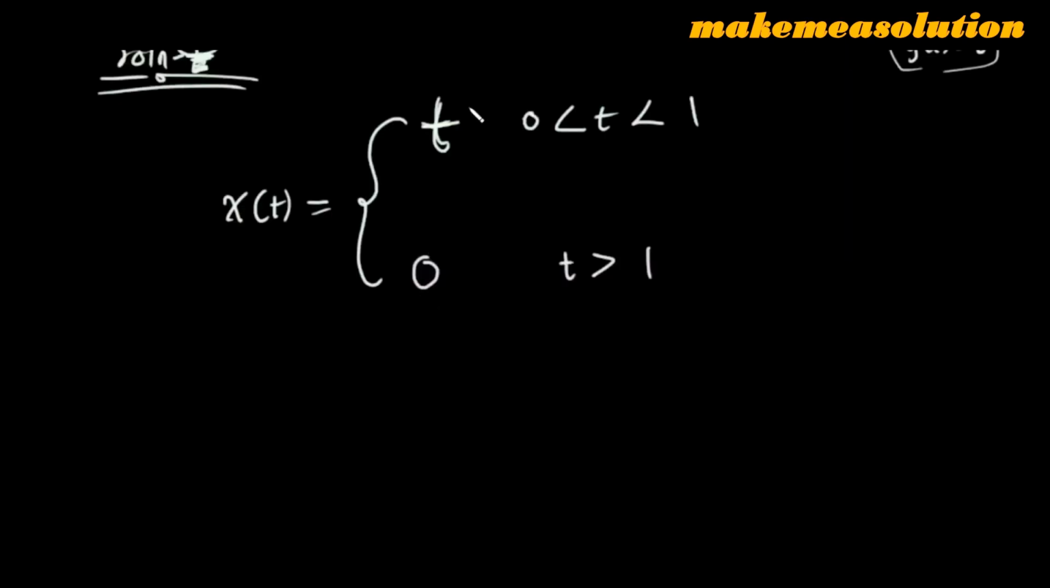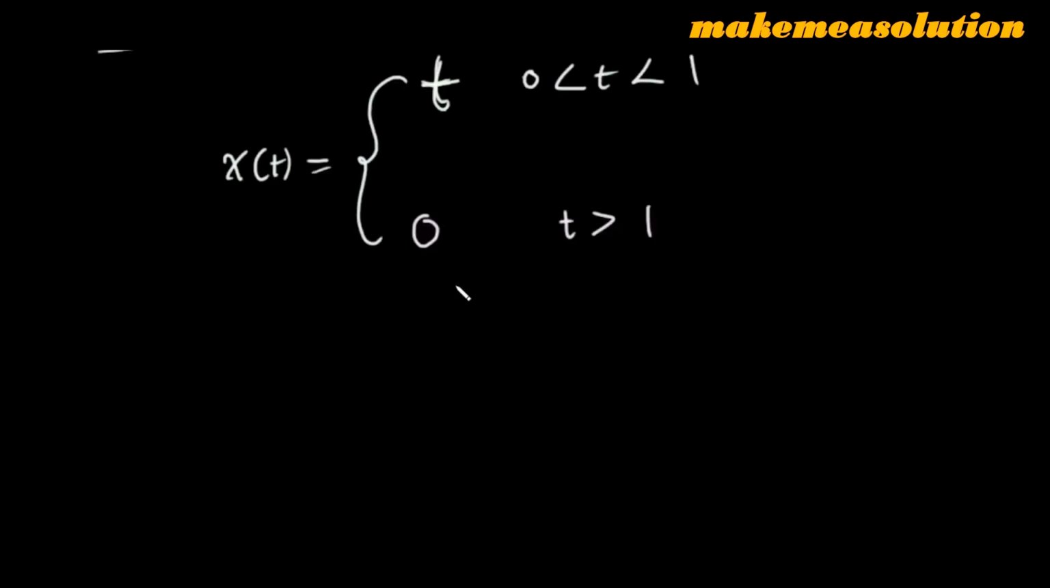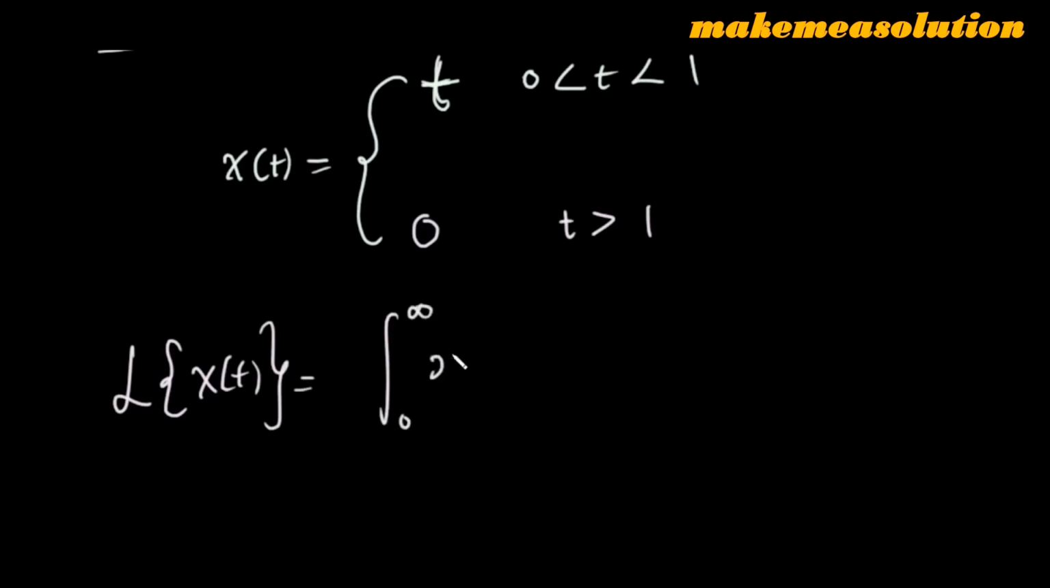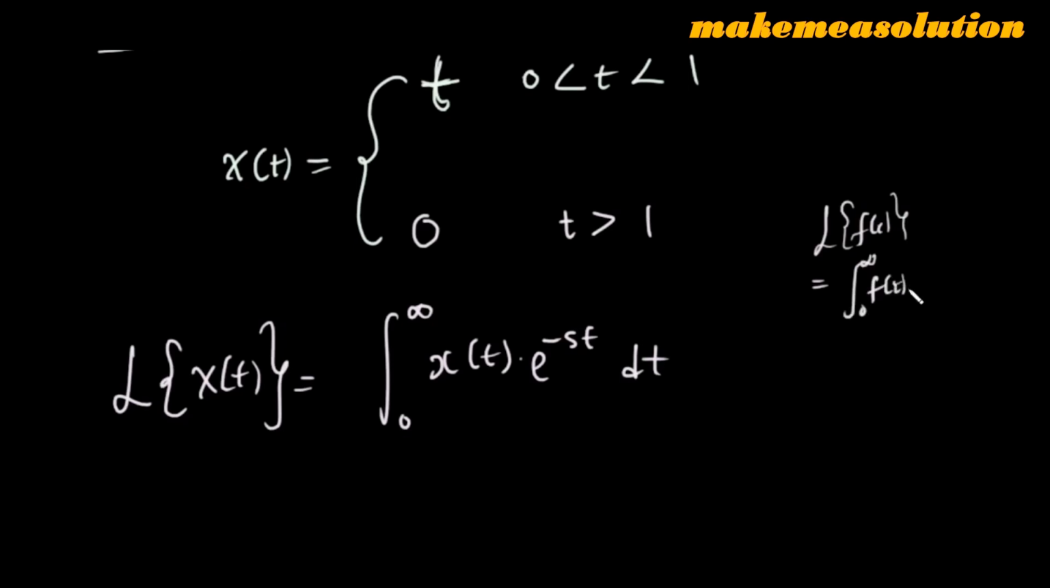Now that you have identified the behavior of this sawtooth function, you can now find the Laplace transform. The Laplace transform of x of t is going to be the integral from 0 to infinity of x of t times exponential minus st dt. I hope we all remember the Laplace transform of an f of t, which is the integral from 0 to infinity of f of t exponential minus st dt, and this translates to capital F of s. So that is what is going to happen in this case. This will translate to some X of s.